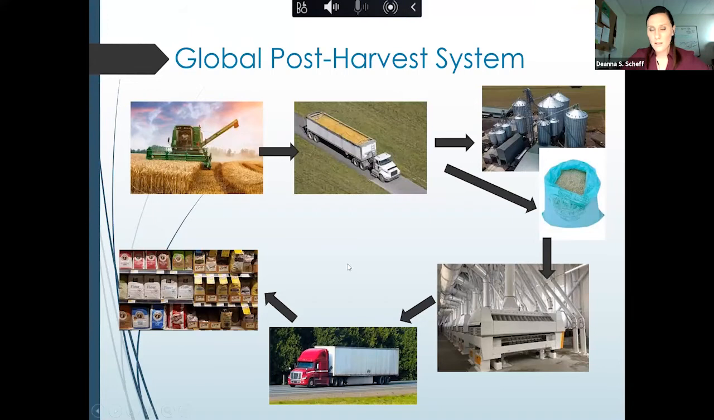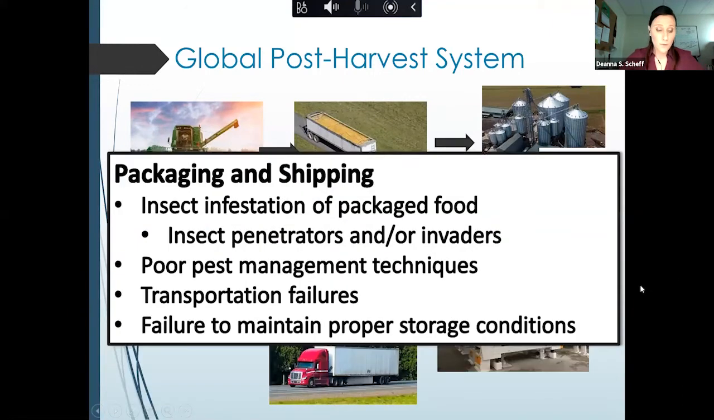Specifically, if we look within this global post-harvest system at packaging and shipping, we can see that we do lose food from insect infestation of those packaged food products. Insects are chewing through that packaging material or invading through broken packaging. We also have food loss due to poor pest management techniques, again with stored product insects, but then also looking at birds or rodents as well. If we're not taking care of those other animals, we're going to have some food loss there. Again, we also have transportation failures and failure to maintain proper storage conditions, so creating an environment where insects thrive or even fungi thrive as well. We want to limit those things to be able to harvest our food, store it, package it, and sell it, and make sure that we can maintain that overall food safety.